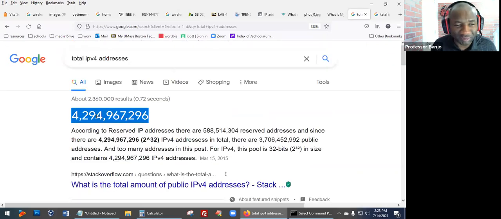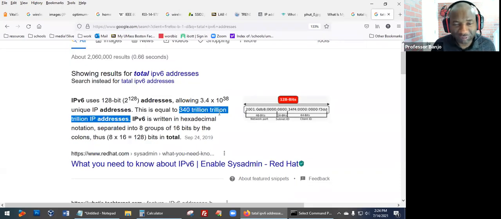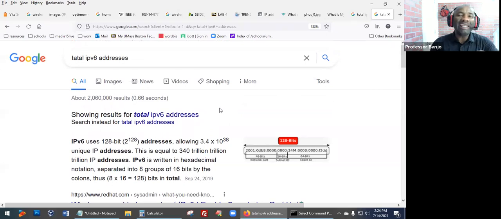340 trillion. I mean, compare that to four billion. Now we're talking about 340 billion trillion. Because now you have so many devices, so many different things that need to be on the internet. Your watch, your phone, your headset, your exercise equipment, your TV, maybe this bottle of water one day will need to be on the internet, or something. Who knows, right? Everything is on the internet.